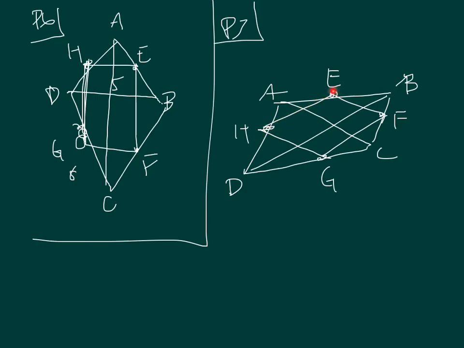So if you want to find out HE, then we know DB is 12, and looking at the triangle ABD, applying the midline theorem, EH will be half of DB. Likewise, EG will be half of BD. Use the concept to find the answers.